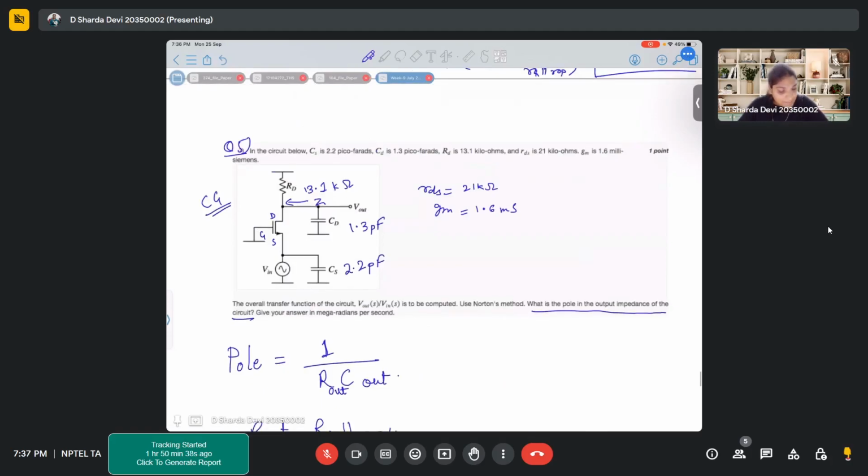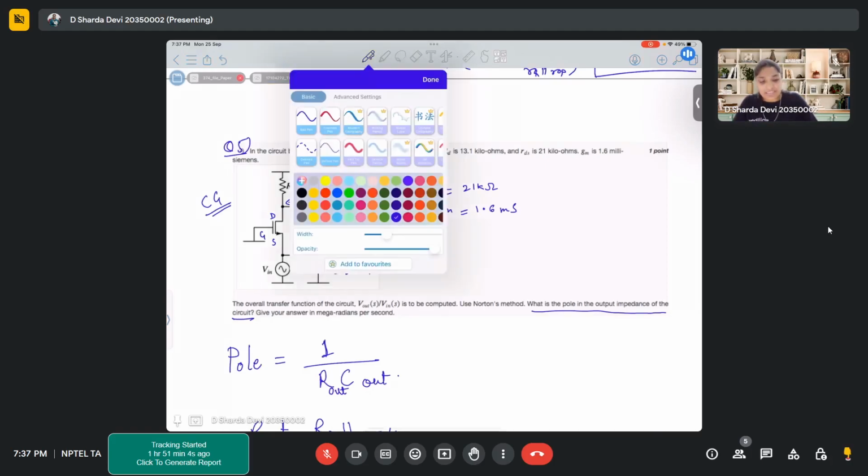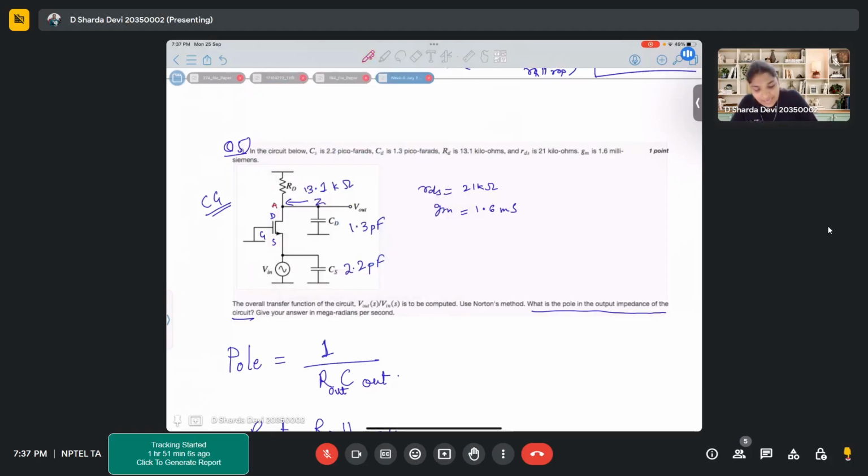But the question is, okay, here it was asked directly what is the pole at the output impedance node. So that is fine. But let's say if it would have asked what is the value of your dominant pole, then which pole would be dominant? So first of all, how many nodes are there which are AC nodes in this particular circuit? There are two AC nodes, right? A and B. Yes. There are two AC nodes, and corresponding to these two AC nodes, you will see two poles.